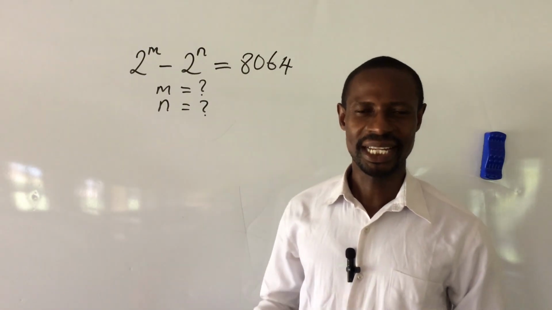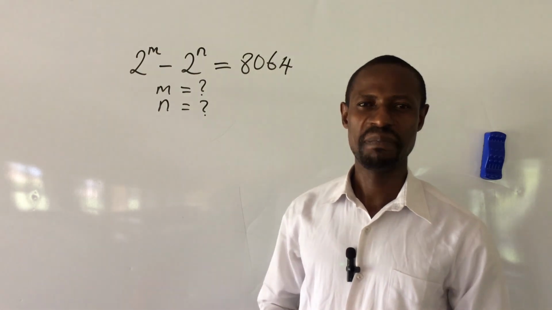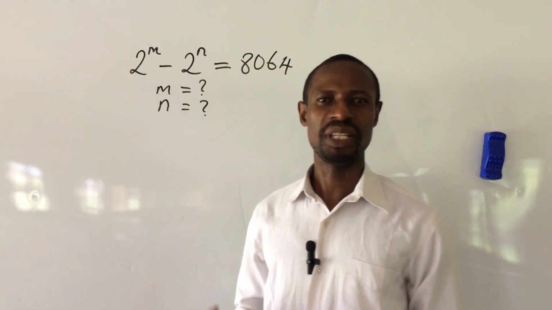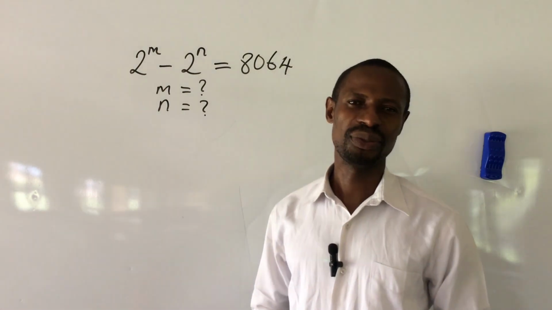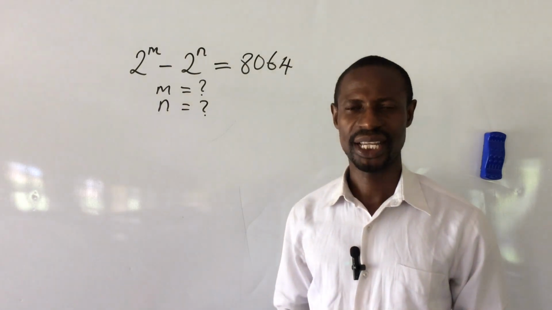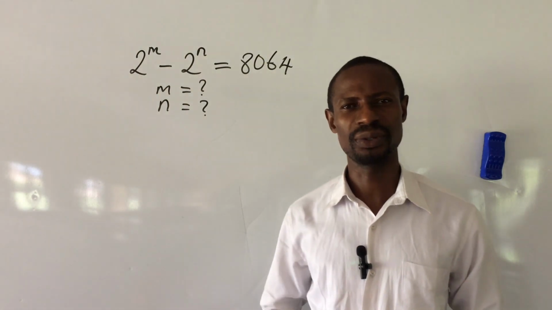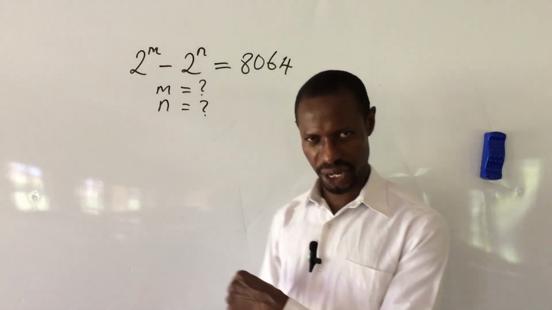Here we have a challenge on the board. It's a Math Olympiad problem, a Math Olympiad question. The question has two unknown exponents. So how do we solve for these two unknown exponents in one equation?